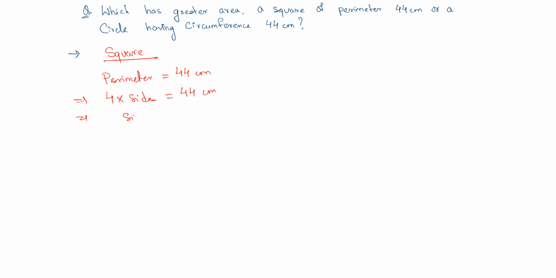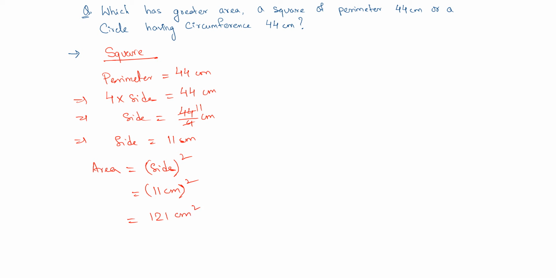So the side will be 44 by 4, which after cancellation gives 11 centimeter as the side. Now we will find the area. The area of a square, the formula is side square, that is 11 centimeter whole square. Now the square of 11 is 121. You can do the multiplication, 11 into 11, and centimeter square will be centimeter square. Okay, so the area of the square we got is 121 centimeter square.